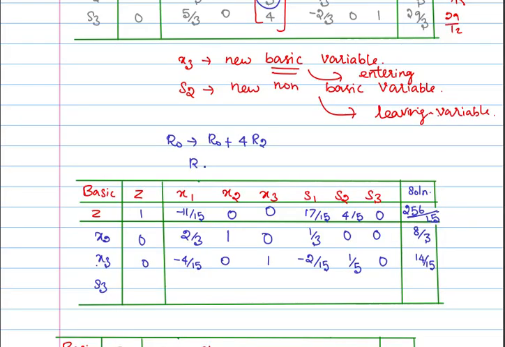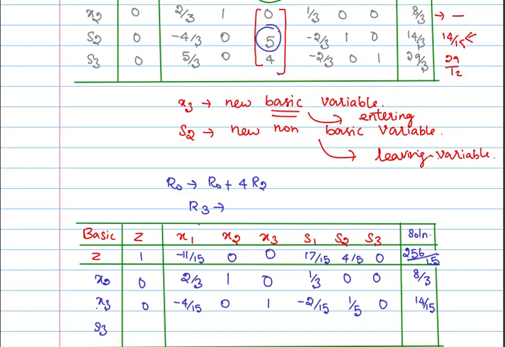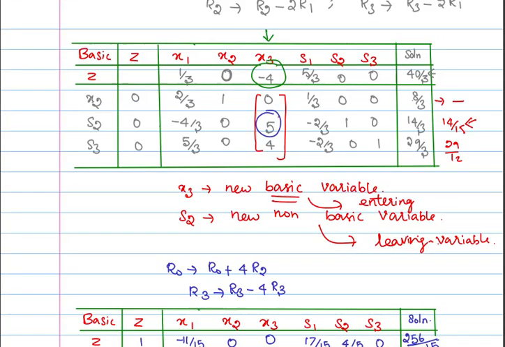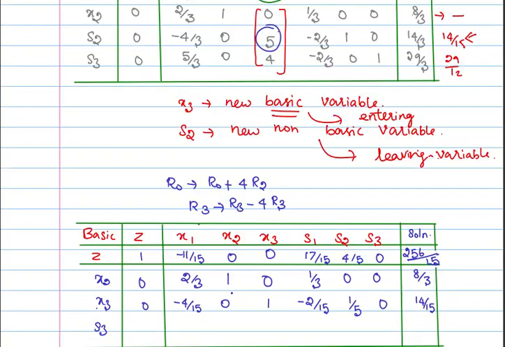What about R3? So I want R3 minus 4 times R3. Then only this entry becomes 0. That is the key idea we want to use. So here 0 will be there. If you multiply by 4, you will get 16. If you multiply 16 divided by 15 plus 5, automatically you will get 41 divided by 15.